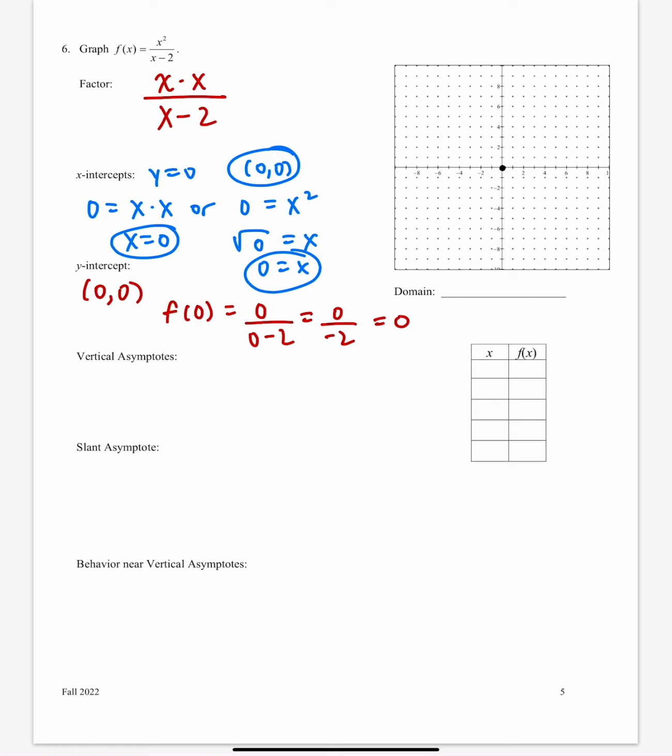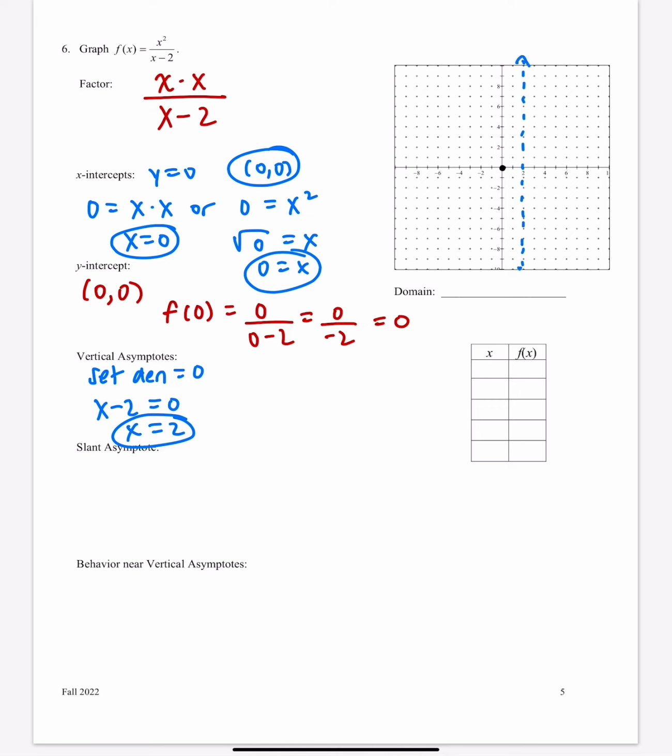Right? So vertical asymptotes. The vertical asymptote is when the denominator, set the denominator equal to 0 and solve for x. So x minus 2 is 0. Add 2 to both sides. The vertical asymptote is at x equals 2. So we have a vertical asymptote at 2.